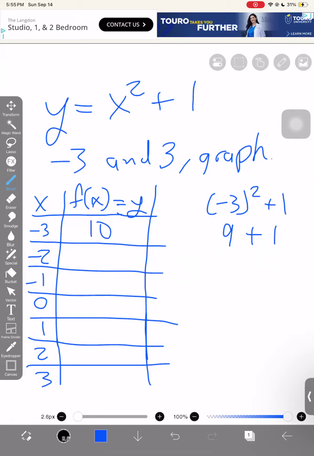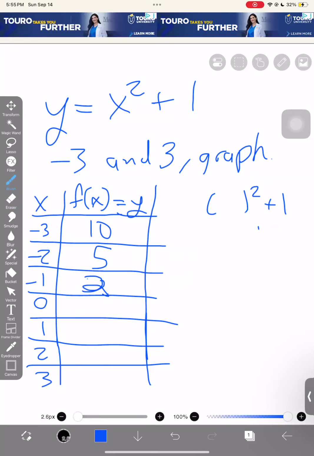Perfect. Now what's next? Let's try our next number, -2. -2 to the power of 2 is 4, plus 1 is 5. Perfect. Let's try our next number, -1. -1 to the power of 2 is 1. 1 plus 1 is 2. Our next number would be 0. 0 to the power of 2 is 0, plus 1 is just 1.